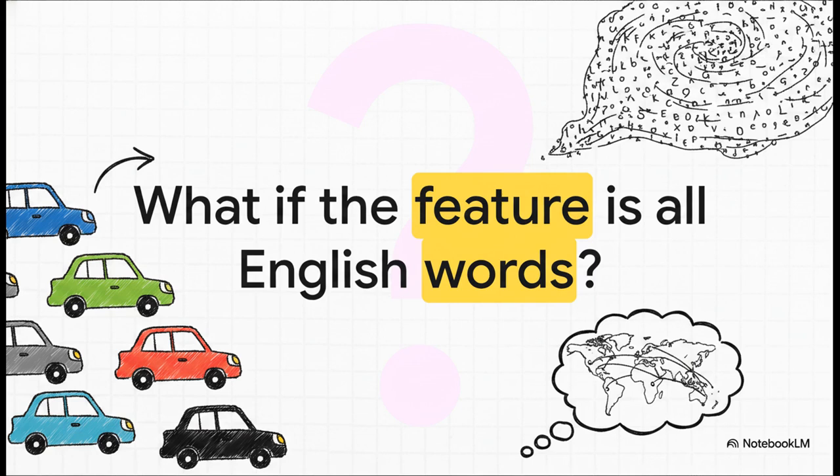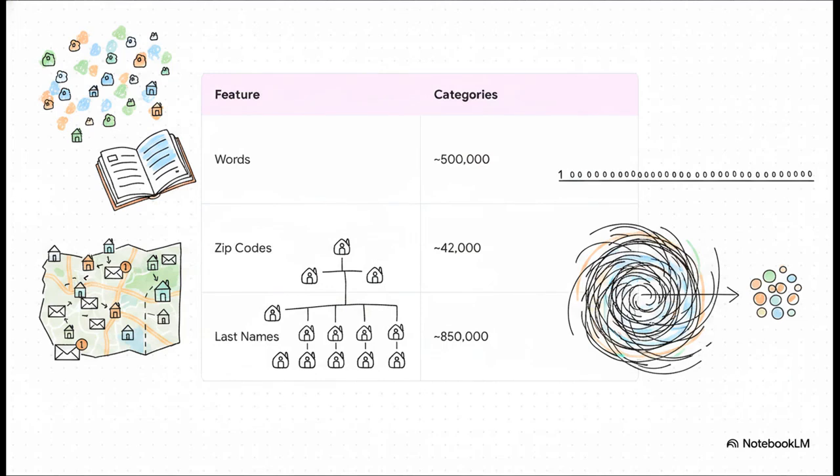Now that works wonderfully for a handful of car colors, but I want you to take a second and think about the scale of real-world data. What if your categorical feature isn't just 3 or 4 colors, but literally every single word in the English language? Think about the sheer scale of these high-dimensional features. We are talking about roughly 500,000 words in English, or 42,000 US postal codes, or how about 850,000 unique last names in Germany?